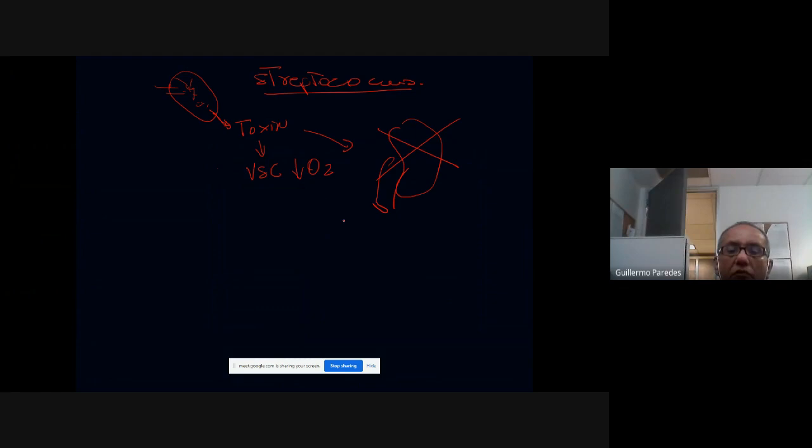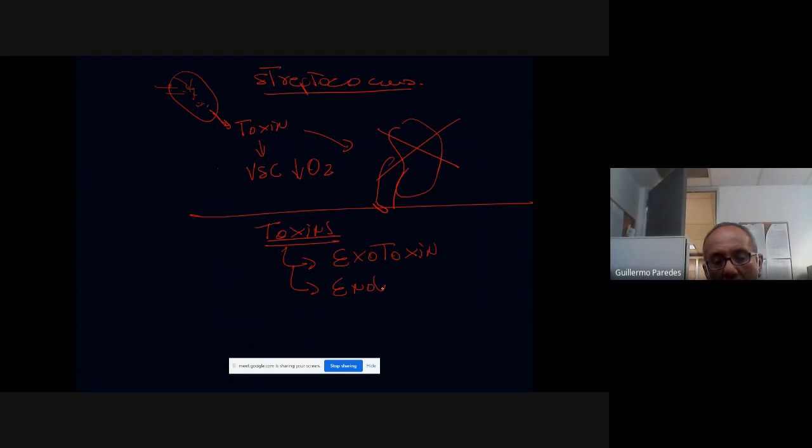Now, the classification of toxins. Classification of toxins is going to be two: the exotoxin and the endotoxin. What is the exotoxin? I'm going to draw it here. The exotoxin is the bacteria that is going to produce and eliminate toxins. And that is the example of the streptococcus.